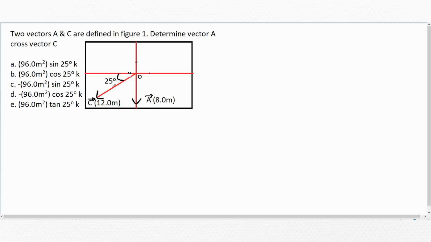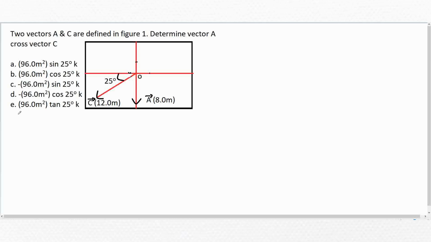And the vector C has magnitude 12.0 meters lying in the xy plane. Okay, it is making an angle of 25 degrees with the negative x-axis. So as you can see, the angle between the negative x-axis and the vector C is 25 degrees. So you want to find the cross product between A and C. There are two ways of doing this. Either we use the definition for the cross product between two vectors.